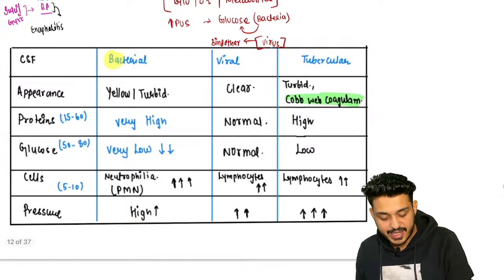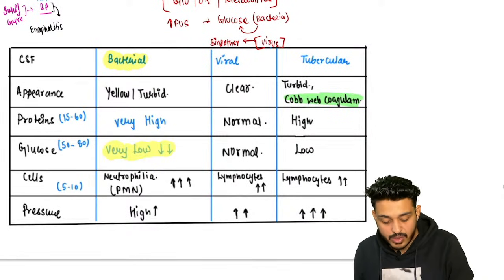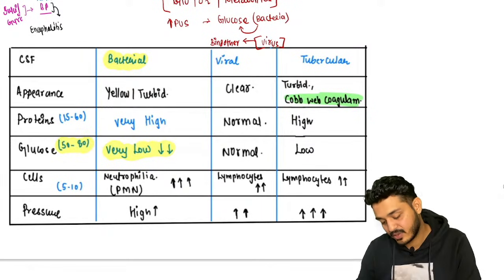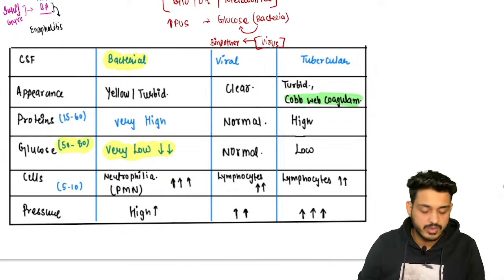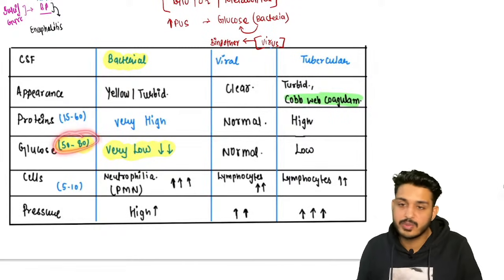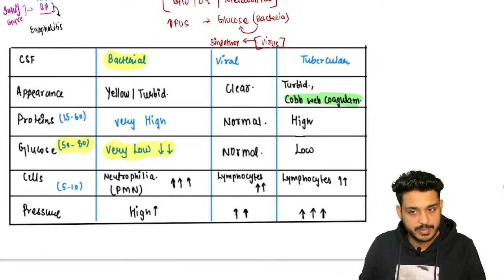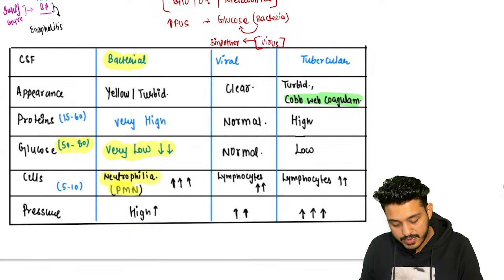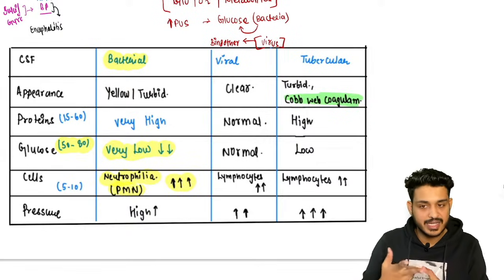Anytime you have a bacterial infection, bacteria will eat up the glucose, so the glucose will be very low. This is the first thing you have to remember. In the NEET PG examination, they are writing the values, so remember three basic values. Normal glucose is 50 to 80. If glucose is decreased, this is bacterial infection. Second, neutrophils or PMN cells are going to increase. These are the acute cells for bacterial infection, right?